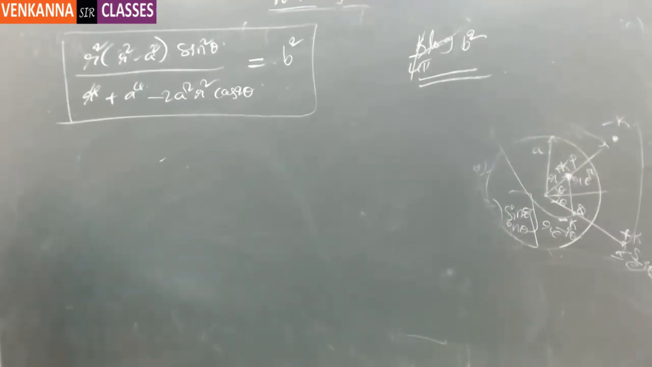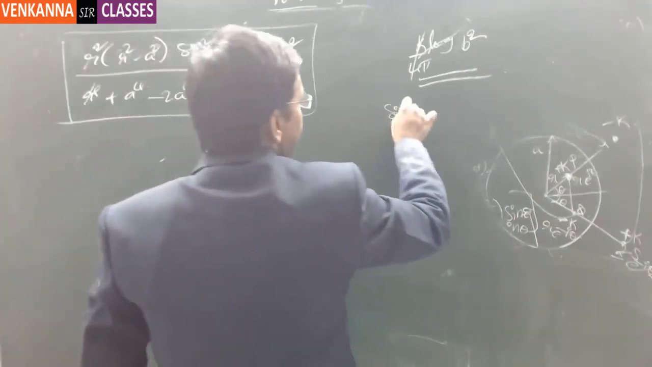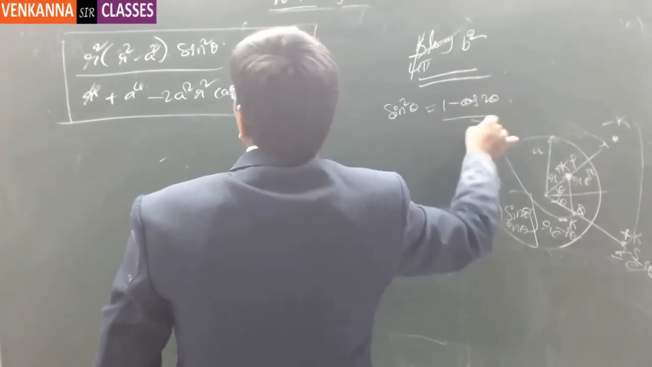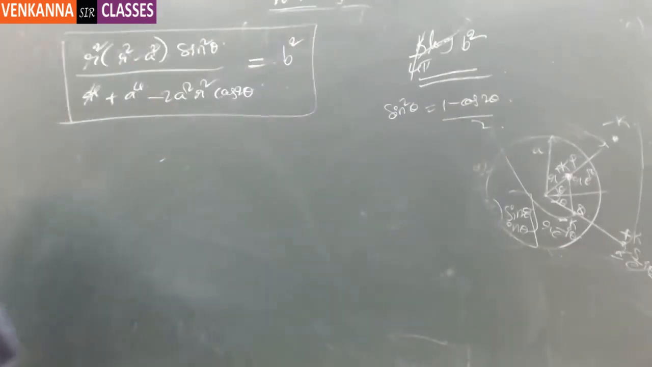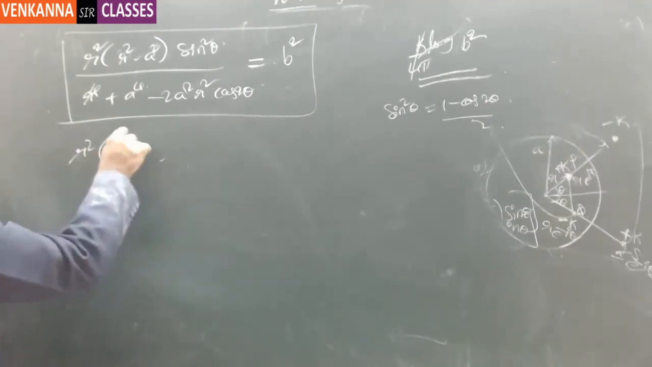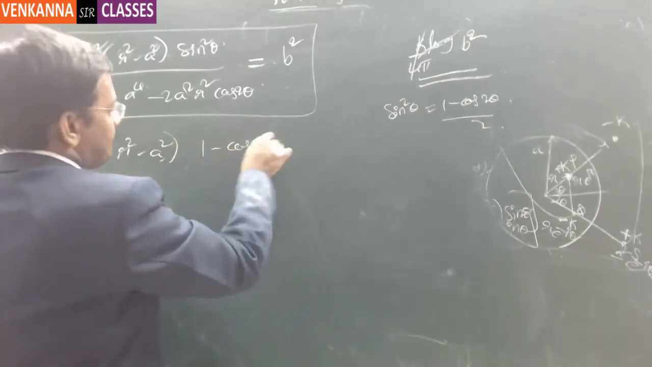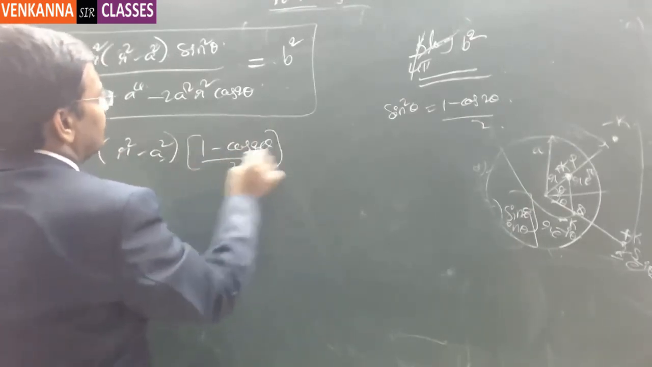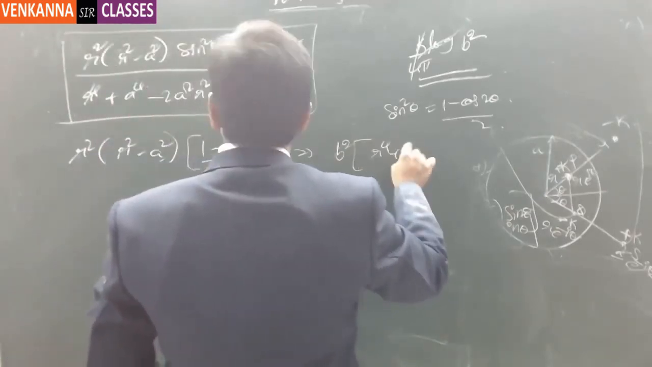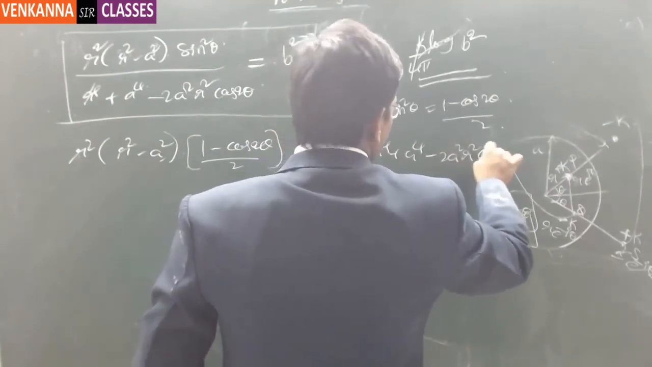Okay. So this part you can simplify. Now sin square theta can be written as 1 minus cos 2 theta by 2. You can write in that particular format. Then the simplified format is r square into r square minus a square into (1 minus cos 2 theta) by 2 is equal to b square times r power 4 plus a power 4 minus 2a square r square cos 2 theta.